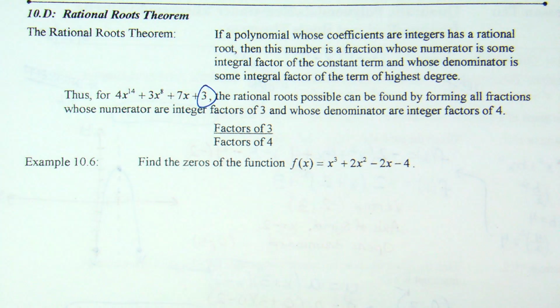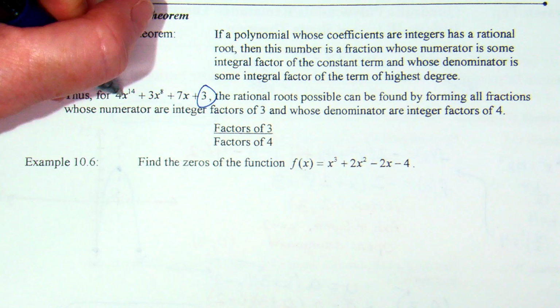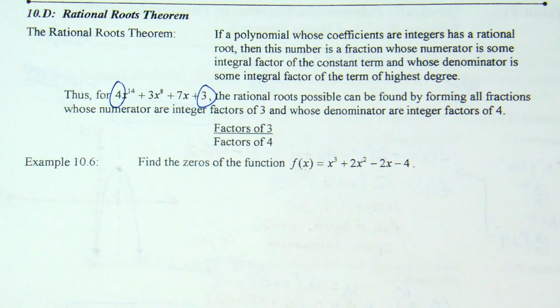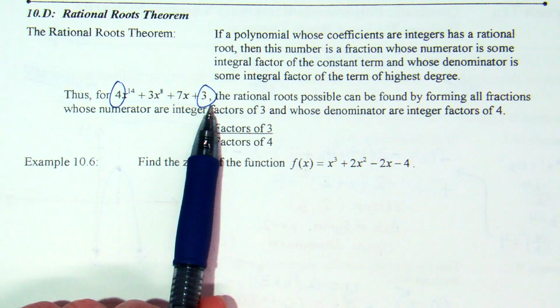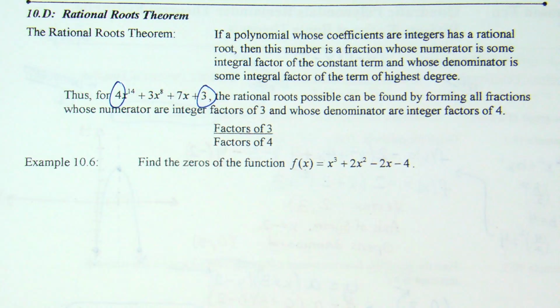So example 6 asks us to find the zeros of this function: x cubed plus 2x squared minus 2x minus 4. Now the other thing is, 2 of these are irrational, so even if you found them on the calculator, you need to know how to express them. PRRs. In this case, factors of what over factors of what?